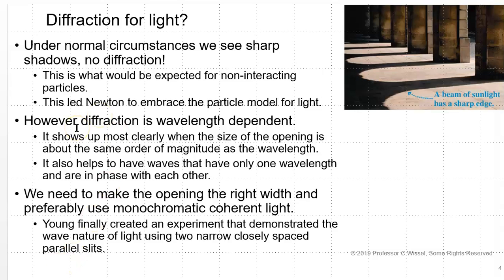But as I mentioned before, diffraction is wavelength dependent. It shows up most clearly when the size of the opening is about the same order of magnitude as the wavelength. It also helps to have waves that only have one wavelength and are in phase with each other. We need to make the opening the right width, preferably using monochromatic coherent light. Now, Young finally did this. He created an experiment to demonstrate the wave nature of light using two narrow, closely spaced parallel slits.